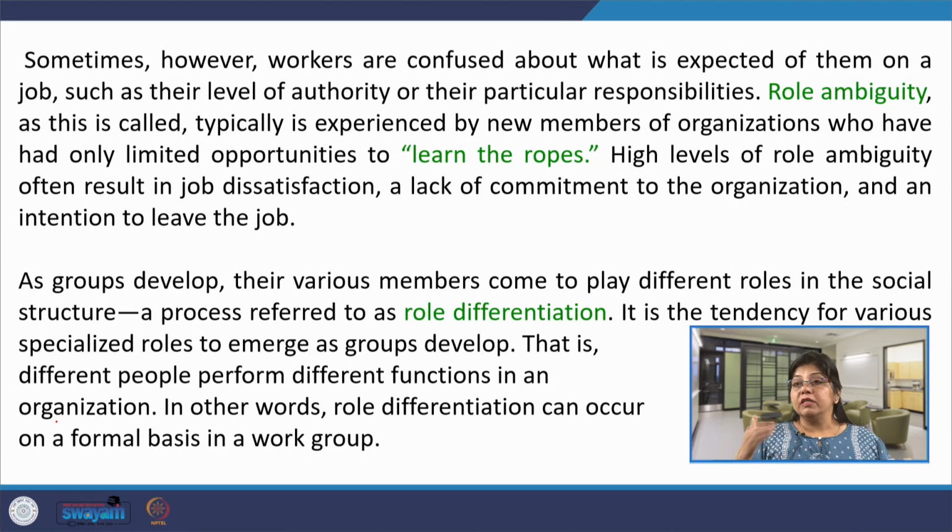As I said just now, with the gradual passage of time, the organization is engaged in more activities. So, in order to perform those activities and responsibilities, one person may be performing different kinds of roles in different periods of time. This is role differentiation. This also becomes a structural property of any organization. People perform different functions in an organization, and in other words, role differentiation can occur on a formal basis in a work group. It is not voluntary in nature, it is absolutely at a formal level that an employee has to perform maybe more than one role.